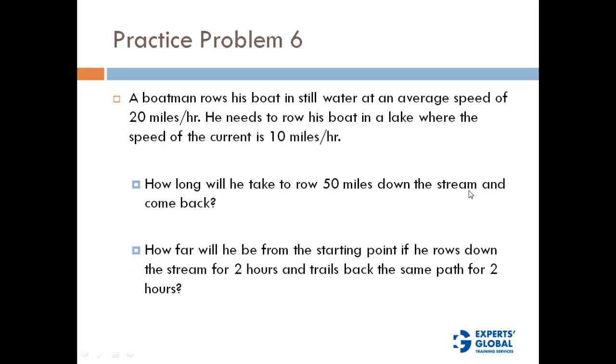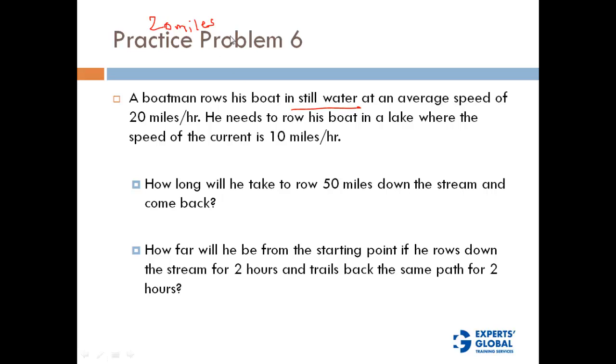So let's look at this problem. Please pause the video and see if you can solve this. A boatman rows his boat in still water at an average speed of 20 miles per hour. Okay, so his absolute speed is going to be 20 miles per hour. Now pay attention here. So this is the speed when he rows in still water. That means water that is stationary. That is his absolute speed.